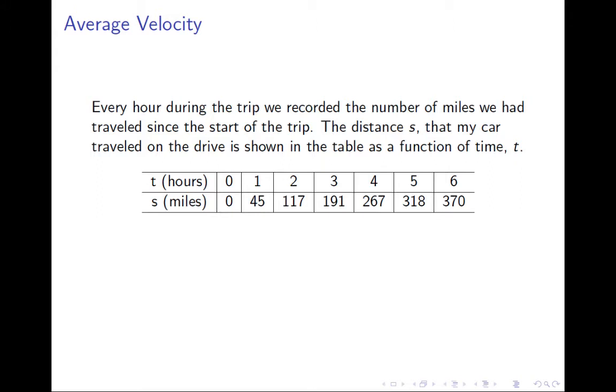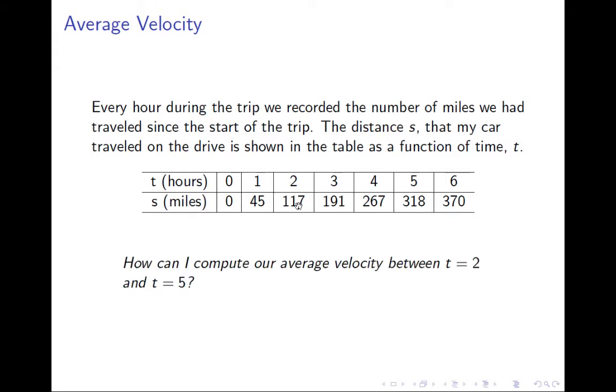The distance s that my car traveled on the drive is shown in the table as a function of t. So after 0 hours, we had traveled 0 miles. After the first hour, we had traveled 45 miles, so we must have run into some traffic. After the second hour, we had traveled 117 miles, and so on.